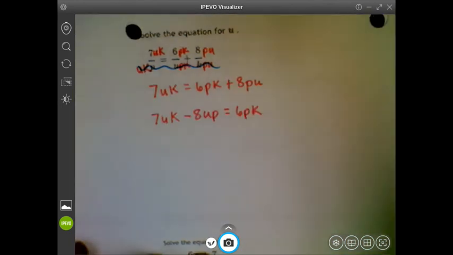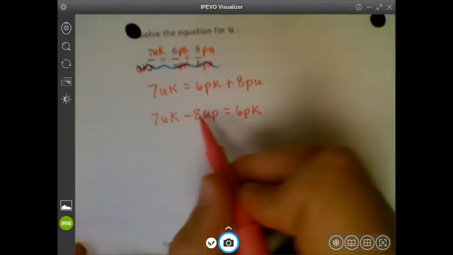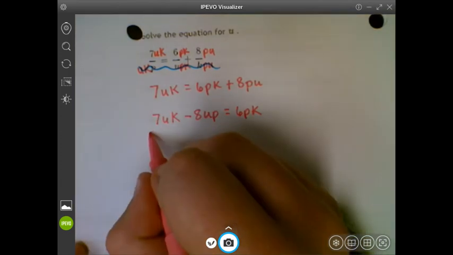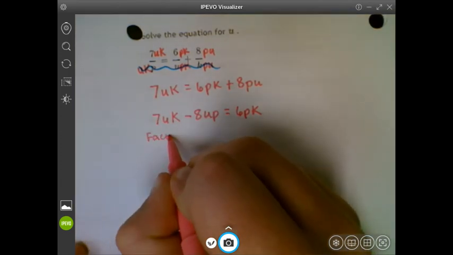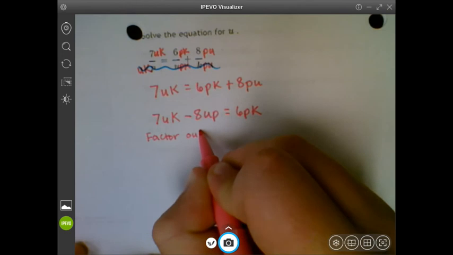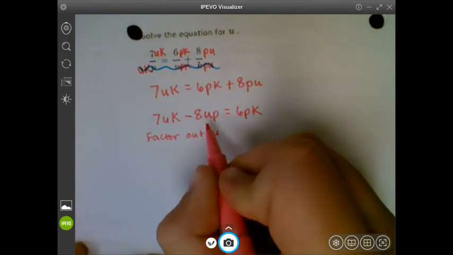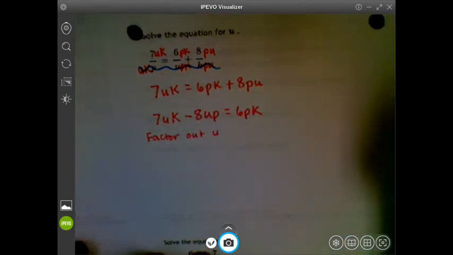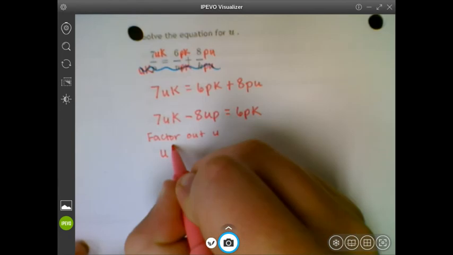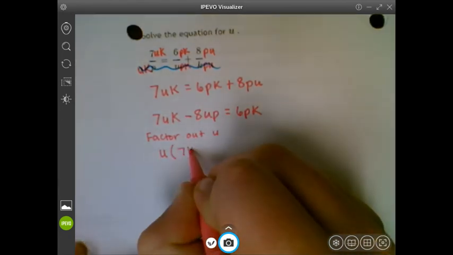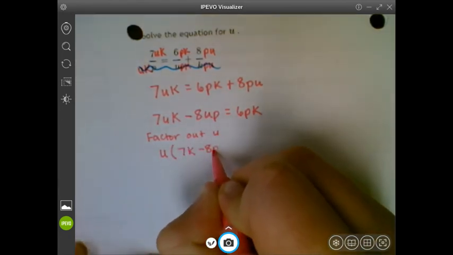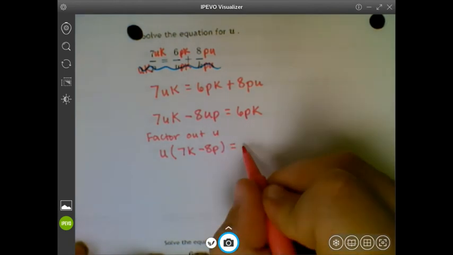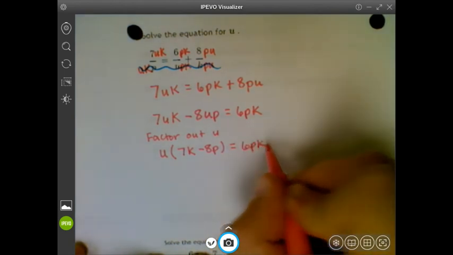And then the strategy here, once you have them on the same side, is to factor out a U, because both terms have what we call a greatest common factor. They have a U in common. So take the U out: 7K minus 8P, and that's still equal to 6pk.